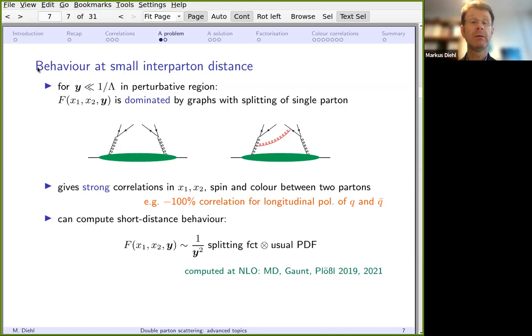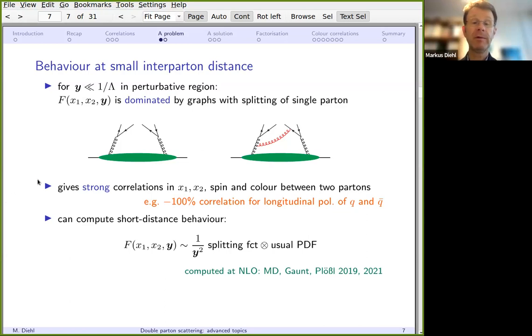And indeed, that argument can be formalized, and one finds that, yes, the leading contribution at small parton distance comes from starting with a single parton and splitting it into the two partons that you observe. If you go to higher orders, the splitting can go to more than two partons, but only two of them are observed, and the third one is part of the unobserved initial state.